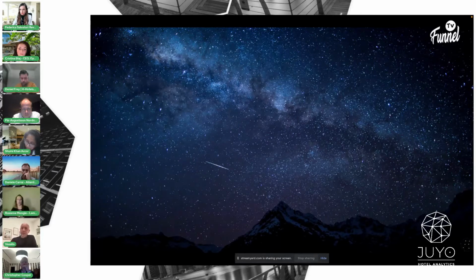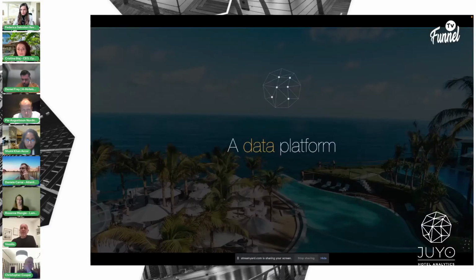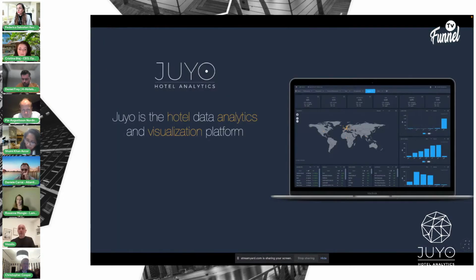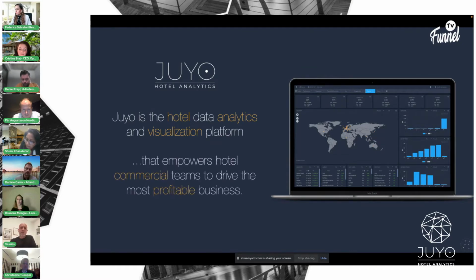Now, all of that is really a lot of data, and sometimes it's like staring at the night sky, seeing all these stars and trying to make out a constellation, trying to draw lines across all these different data points. So what do we need? Well, we need a data platform. We need a place where all the data can come in one place. So that's what we are. We are the hotel data analytics and visualization platform. And our current mission is to empower hotel commercial teams to understand their business, but also to understand which are the most profitable customers for them.